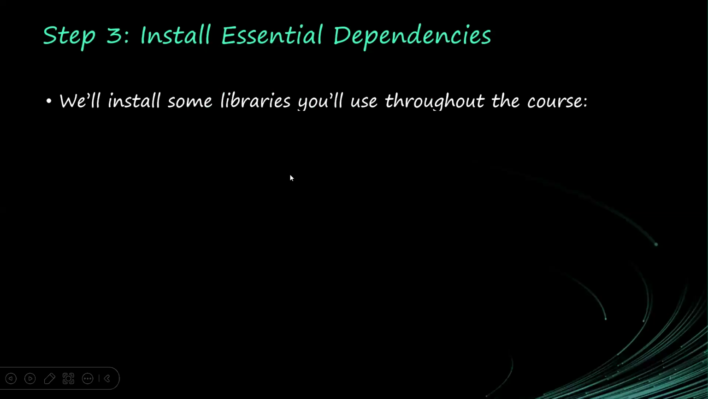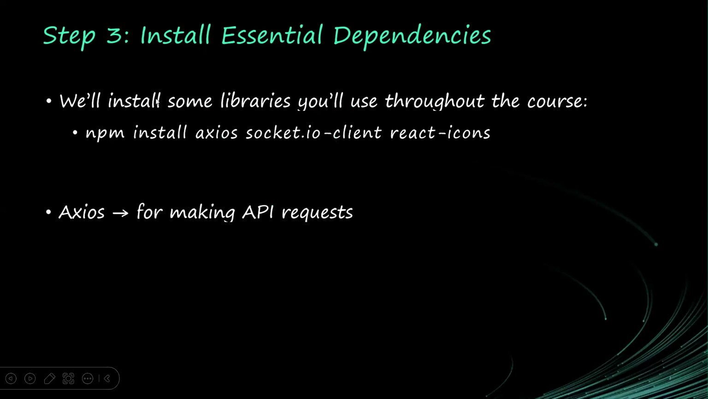Okay. So the next thing is now to install some libraries we are still going to use. We are going to install Axios. We install socket.io-client. We'll install React icons. So we can do it one by one, or we can do it together. So socket.io-client. Okay. So let's go to the terminal again.